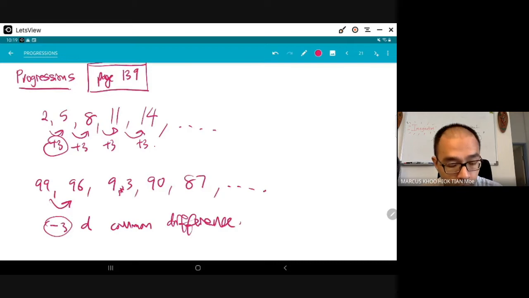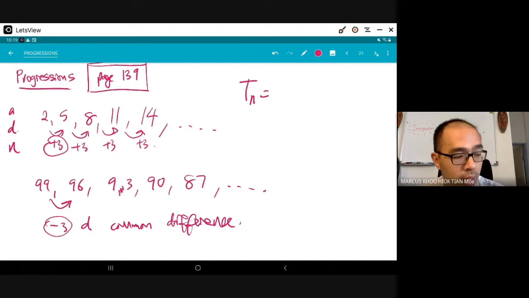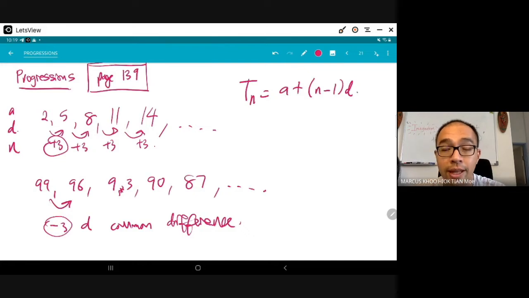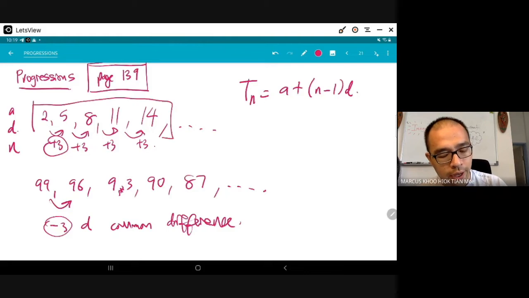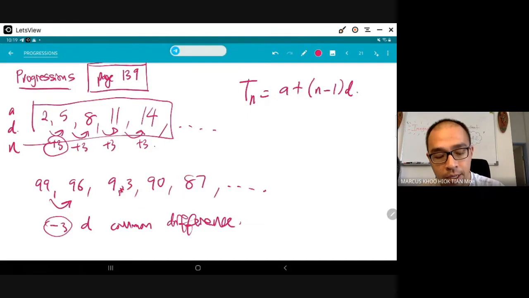And then from these, the letter A, the letter D and the letter N, we learn two important formulas. Tn is the nth term, which is A plus (n minus 1) times D. We can use this formula to find any term that we want. So let's say, for example, you want to find the 75th term. So the 75th term is T75.